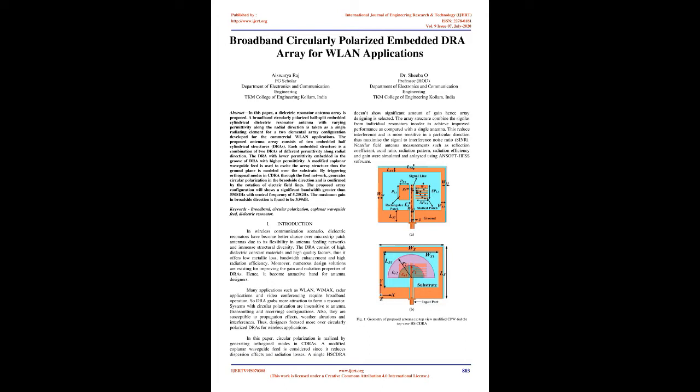The proposed antenna array consists of two embedded half-cylindrical DRA structures. Each embedded structure is a combination of two DRAs of different permittivity along the radial direction. The DRA with lower permittivity is embedded in the groove of the DRA with higher permittivity.